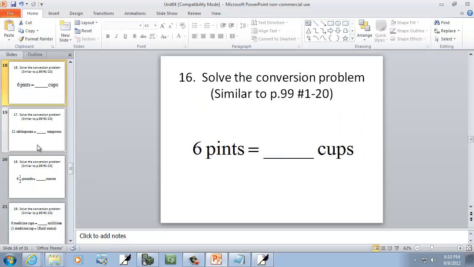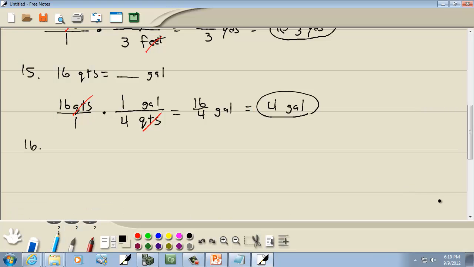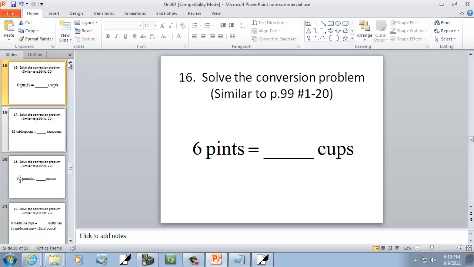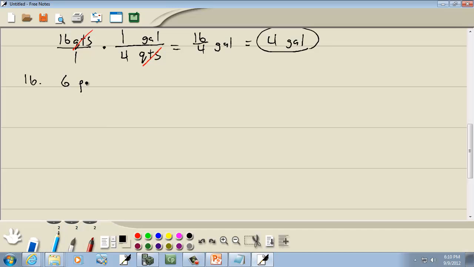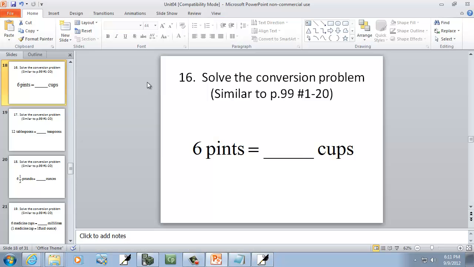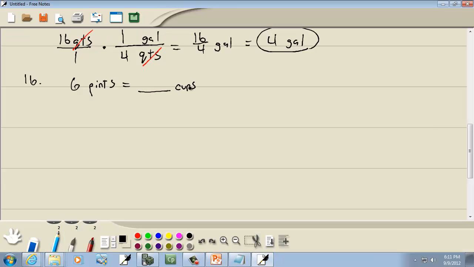Let's take a look at 16. I put quite a few of these in here just because converting is very important in the medical field. Okay, 6 pints is equal to blank cups. So, dimensional analysis. I take what I'm starting with, put it over 1. Now, without fail, this is pints here, so this has to be pints here.